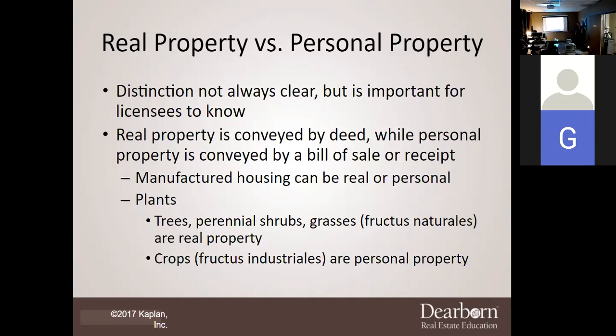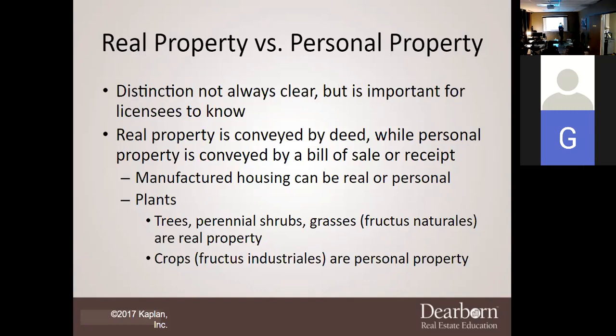Okay, so the key thing, just to kind of remind yourself here, and a lot of people get that mixed up, and that's fine. Understand that if it can be moved, it's going to be personal. So when it's on the wheels, you can move it. But when it's on cement blocks, it's very difficult to move it. Okay, do you see the difference there, Garrett? Yes, sir.